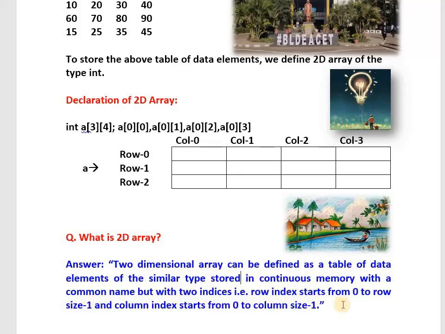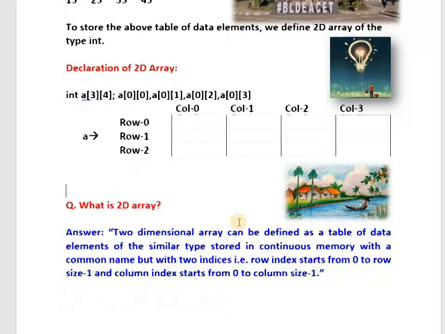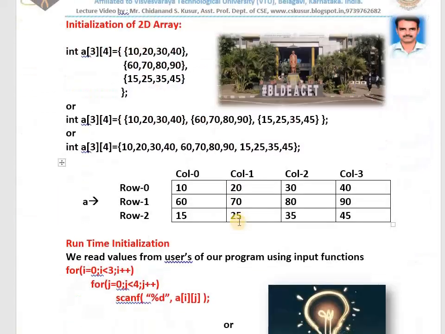First index starts from 0 and ends with row size minus 1. Column starts from 0 and ends with column size minus 1. I hope you have understood. Now I give you some more examples so that you can understand.